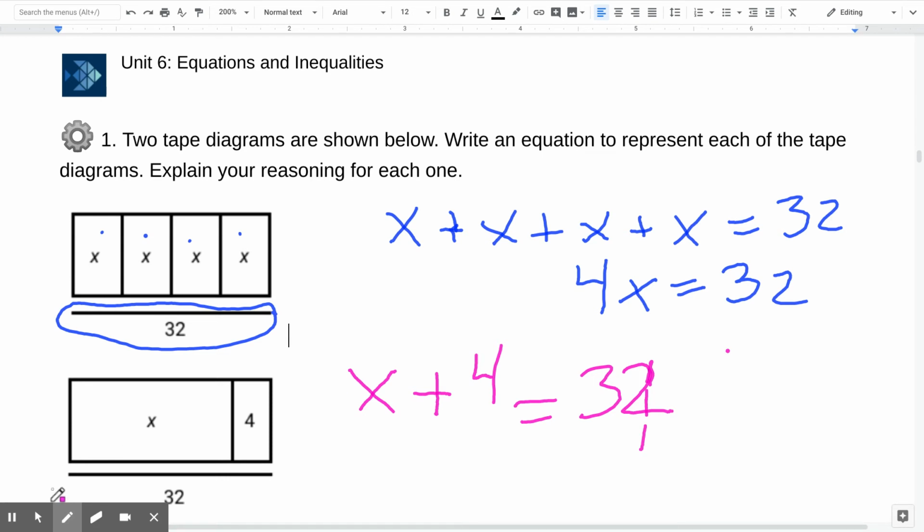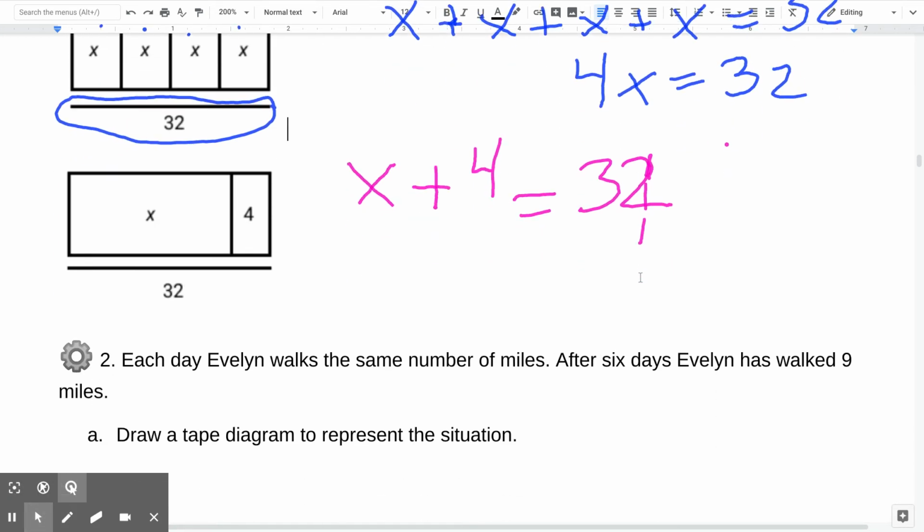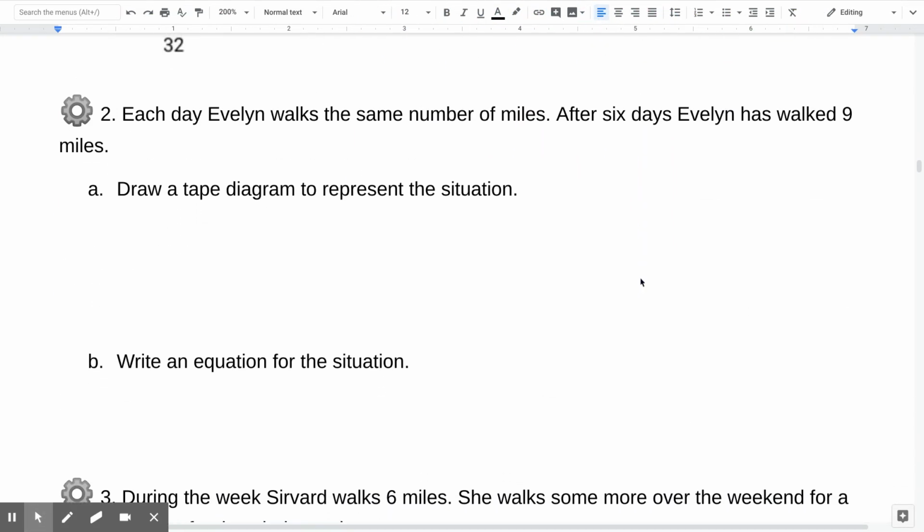Scrolling down to the next problem. Pause the video here and attempt it, please.